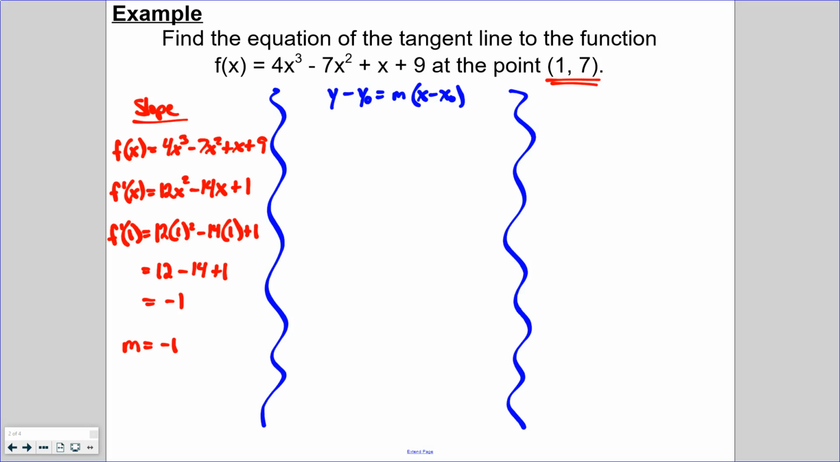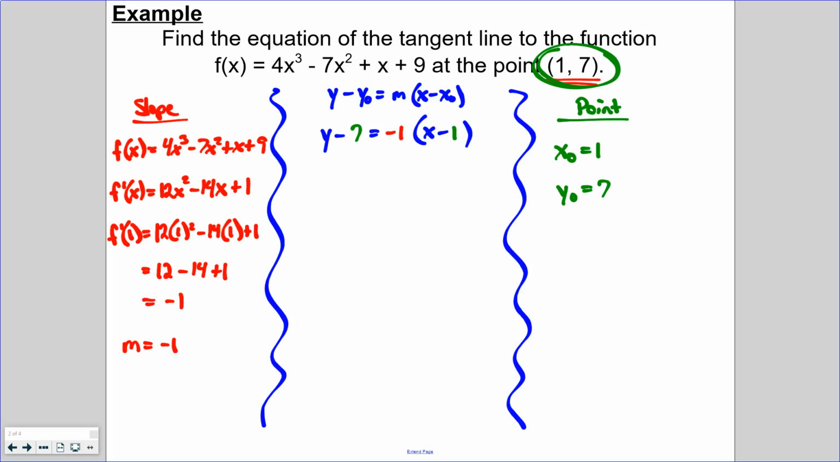Alright, and then we do need to find our point. And fortunately for this particular problem, we are actually given the point. We don't need to substitute the x into the function to get the y. So we know that x sub 0 is going to be 1, and y sub 0 is going to be 7. So I can plug all this information into the equation of the tangent line to get y minus, we said y sub 0 is 7, and that's going to equal our slope, which we said was negative 1, times x minus our x sub 0 value, which is 1.